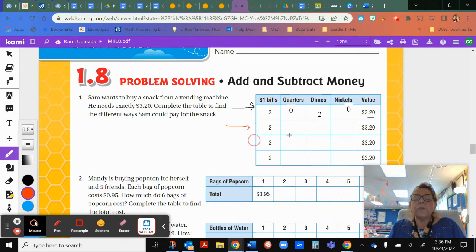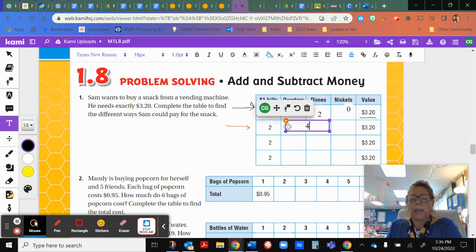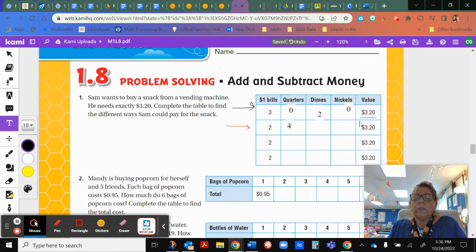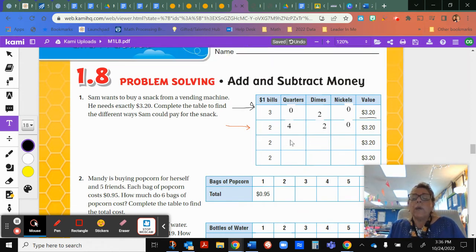So Sam has $2 in his pocket, but he needs $3.20. So that's $1.20 more than he needs. So what could we do? Yeah, 4 quarters make $1, right? So I could have 4 quarters. That's only $3. I need 20 cents more. Very good. We can just have the 2 dimes, and that works out. And then 0 nickels. What else could we do there?